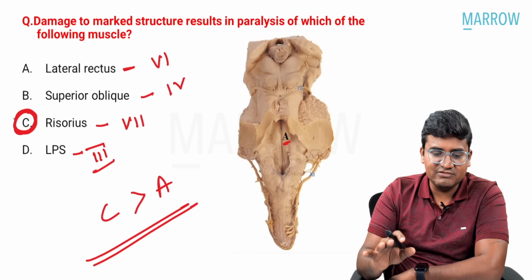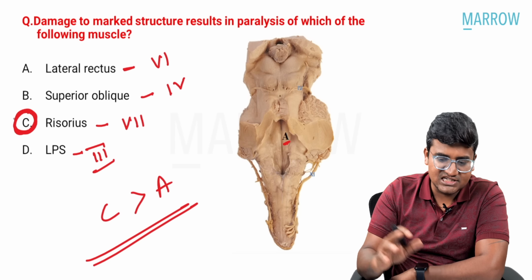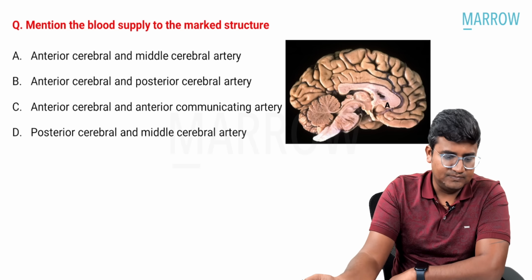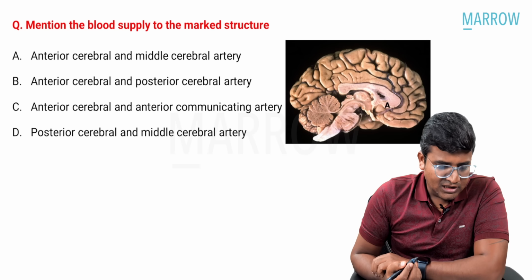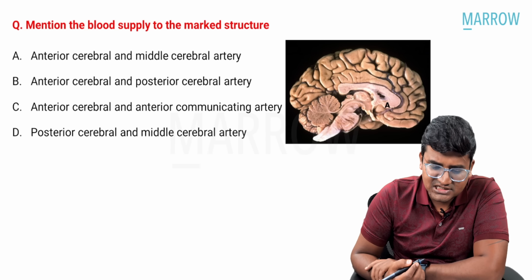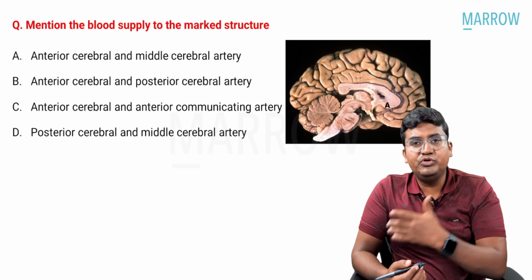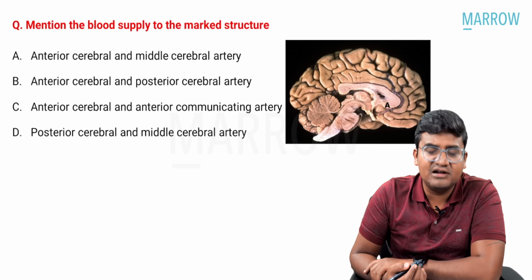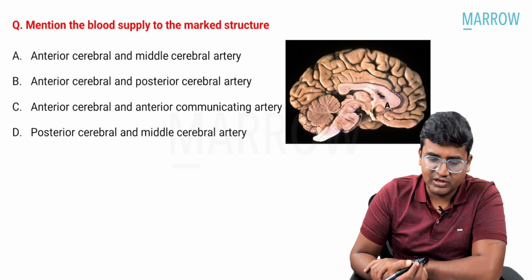Is that clear? The same question was given in the 2016 AIIMS exam. Clear? Right. Now this is a brand new question. Now mention the blood supply to the marked structure. See, the marked structure, yes, we are seeing the medial view of the brain, and the marking is on the anterior part of the corpus callosum.